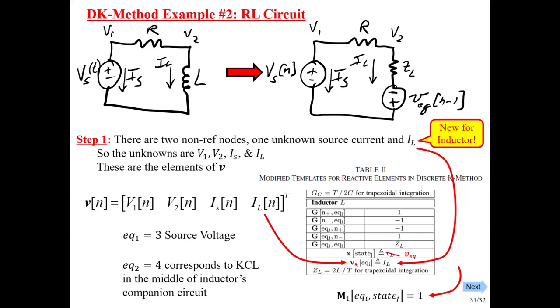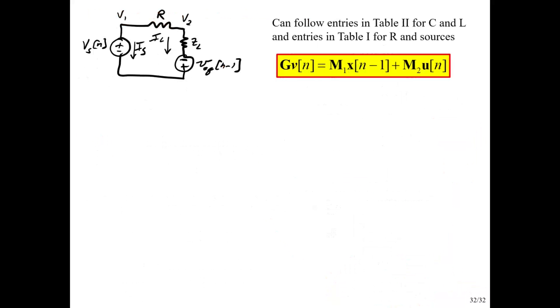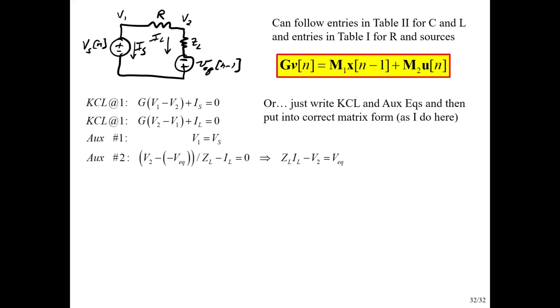Okay. And then also remember that table 2 left off this entry for the inductor, so I added that back in here. So we can follow those entries in the table. Maybe you want to do that, or we can just write our KCL for this. So I'm just going to write the KCL in the auxiliary equation. Just like before, we're doing a KCL at this node.